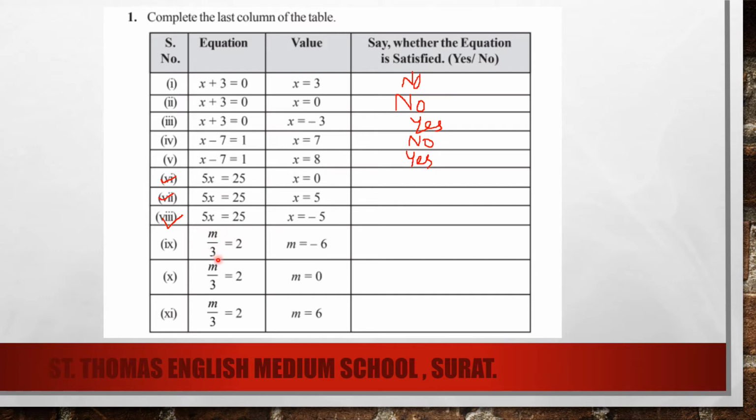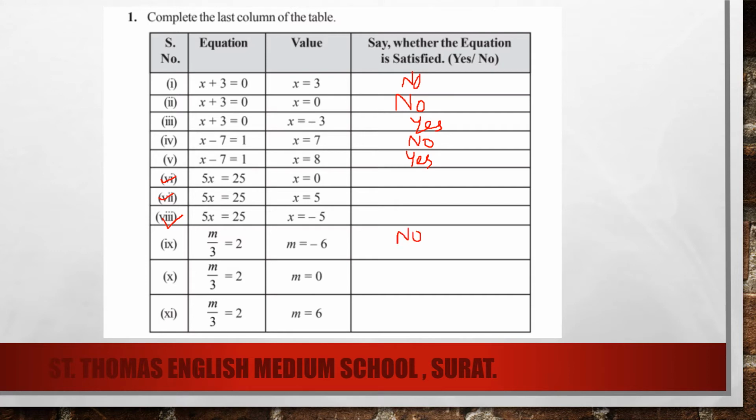m by 3 is equal to 2. m is equal to minus 6. So value of m is given minus 6. We can do it here minus 6 by 3. What is minus 6 by 3? Minus 2. Is it equal to 2? No. Minus 2 and 2 both are different. One is positive number, one is negative number. Both are not equal. That means LHS not equal to RHS. So you have to write here no.